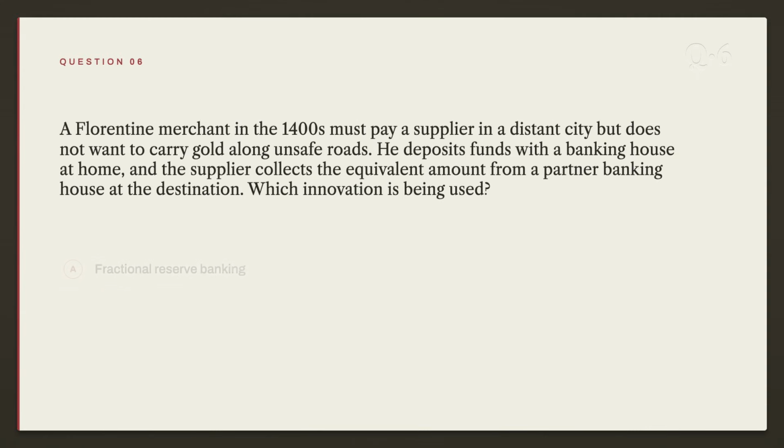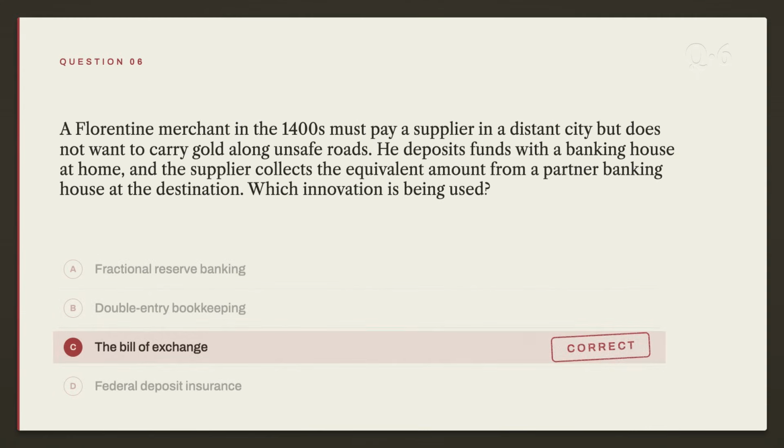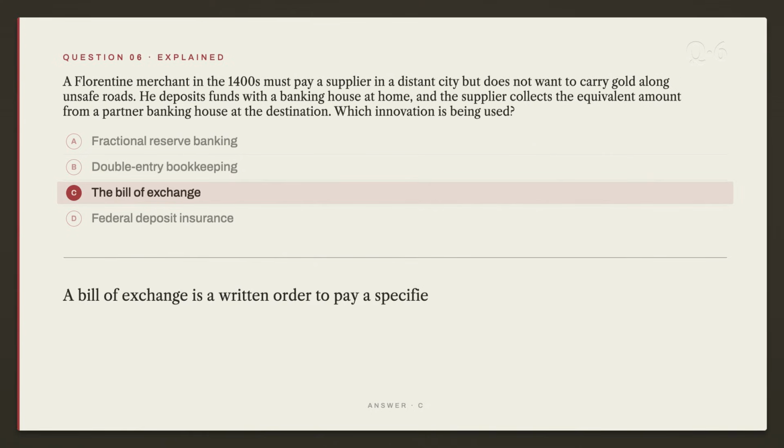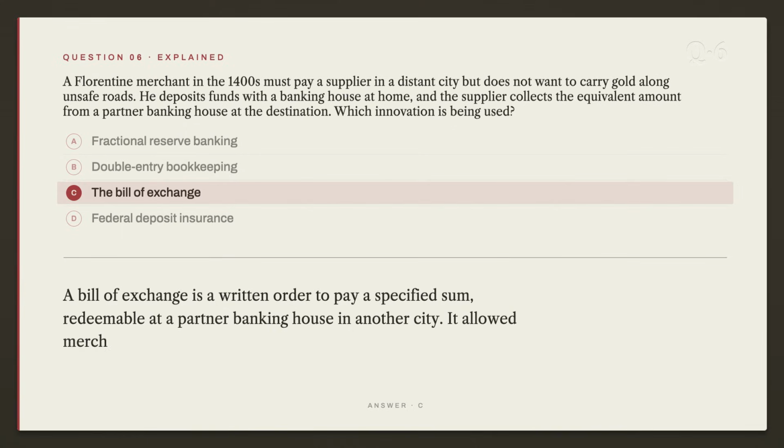The correct answer is C. The bill of exchange. C is correct because a bill of exchange is a written order to pay a specified sum, redeemable at a partner banking house in another city. It allowed merchant banks to move value without moving physical metal, which is exactly the problem the merchant faces. This instrument was the signature contribution of Italian merchant banking.